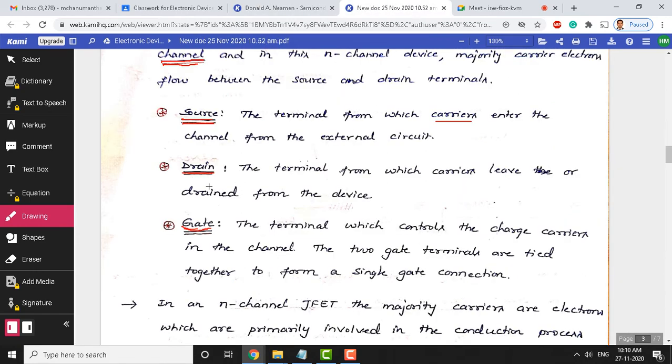So, we defined what is drain. Now, let us define what is gate. The terminal which controls the charge carriers in the channel is called a gate.